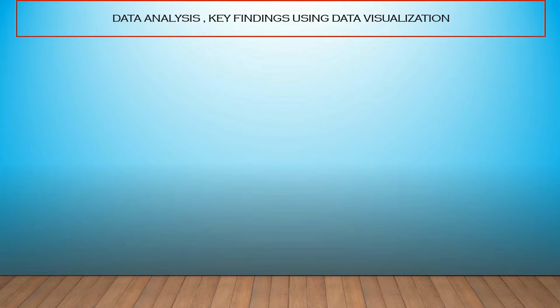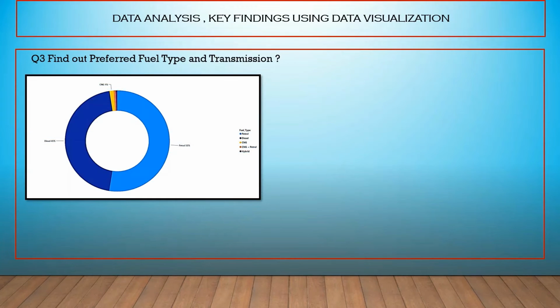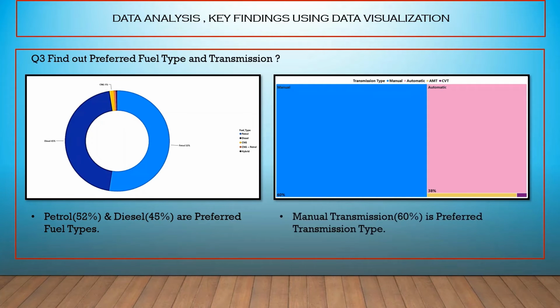Our next objective is to determine the preferred fuel type and the transmission. Here we have used a donut chart in order to determine the distribution among the various fuel types. It can be seen that the petrol and the diesel are the preferred fuel types. In terms of the transmission, we have used a tree map visualization to visualize the distribution, and it can be seen that the manual transmission is the preferred transmission.